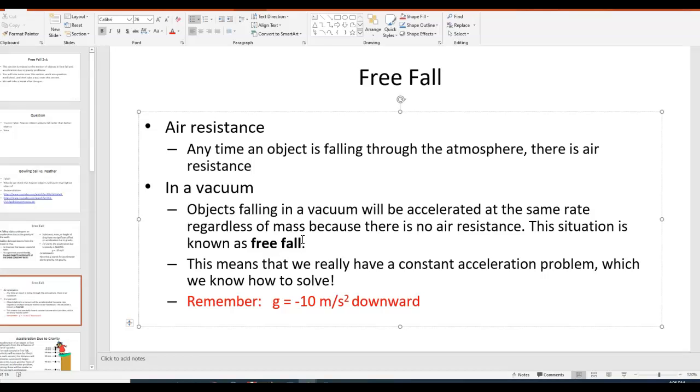Now the reason we're only going to focus on these problems is because free fall is basically just a constant acceleration problem, because the acceleration due to gravity of an object in free fall is negative 10 meters per second squared. Okay, constant acceleration problems we've solved before in the last video and the last practice problem. Okay, so this is really an extension of what we've talked about before.